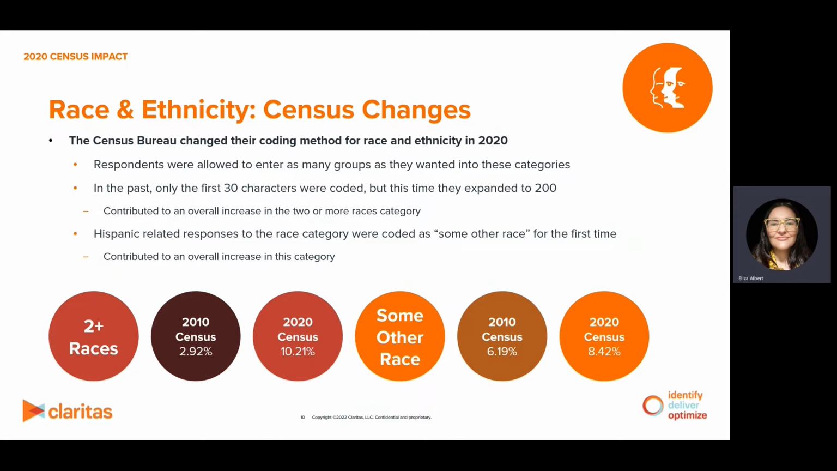So you see at the bottom, we've got some comparisons between the 2010 and 2020 census. So the 2 or more races category, a very significant increase here. It was under 3% of the population in 2010. It's now over 10% of the population in 2020. And then for some other race, also a modest increase. It was a little over 6% of the population in 2010 and is now well over 8% in 2020.